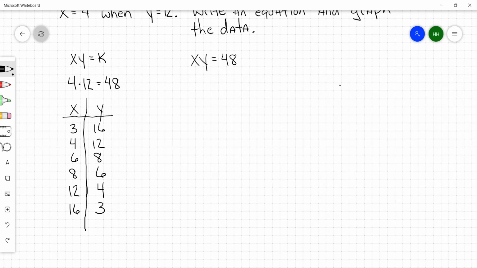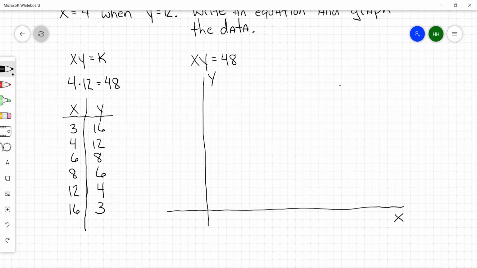Then you're just going to sketch a coordinate plane. Since all your data is positive, you only need quadrant 1. So here's X's and here's Y's. We're going to plot 3, 16. 4, 12. 6 and 8. And then we would have 8 and 6, 12 and 4, and then 16 and 3.